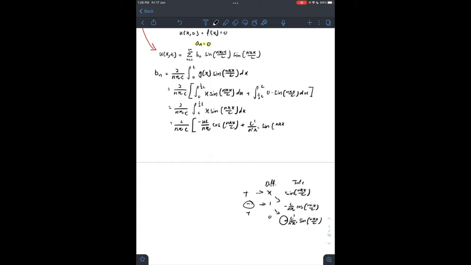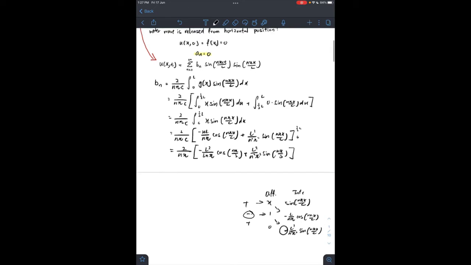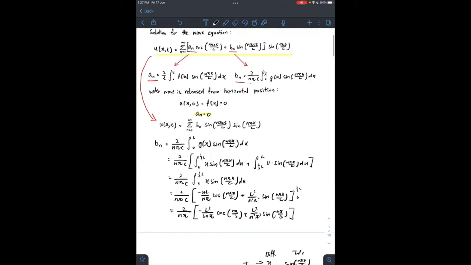So very simple. The next thing we need to do is substitute the value into it. After we substitute the 1 over 3 l into it, it will become 1l squared over 3n pi cos, and we substitute into x, and this will become n pi over 3 plus l squared n squared pi squared sine n pi over 3. So until this step, we have successfully found the bn's. Okay, we have completed the bn's.